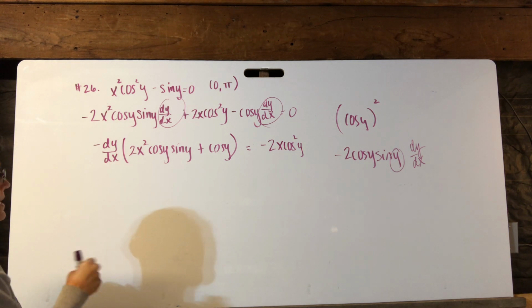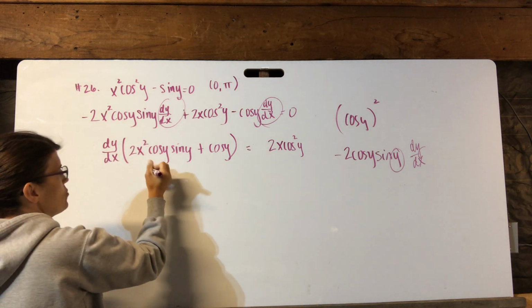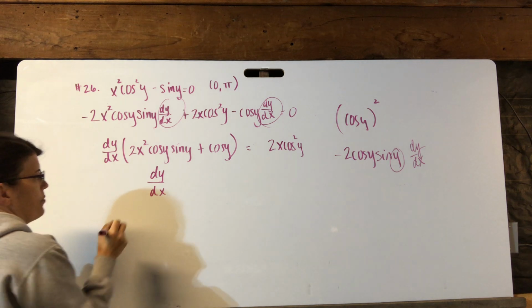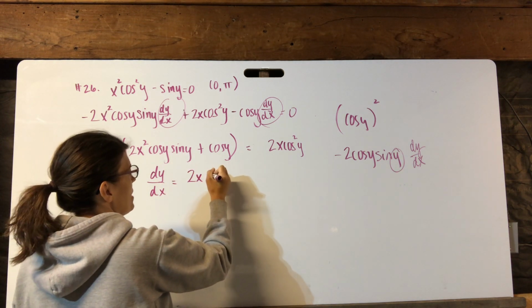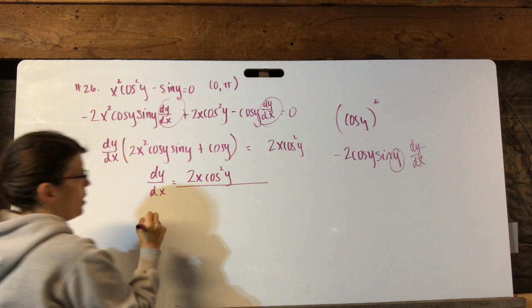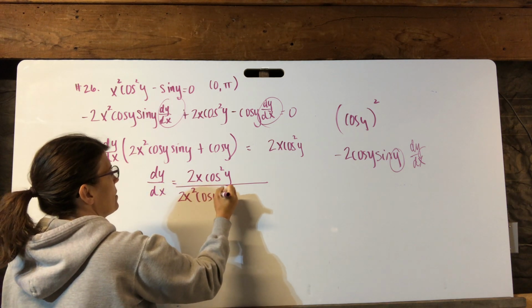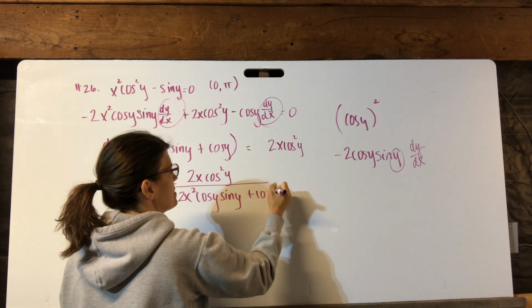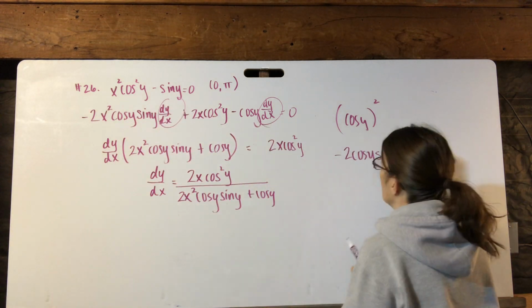All right, get rid of the negatives. Divide both sides by -1, it's gone. So you get the derivative of this equation with respect to x is 2x cosine squared y over 2x squared cosine y sine y plus cosine y. Wow! Holy cow!